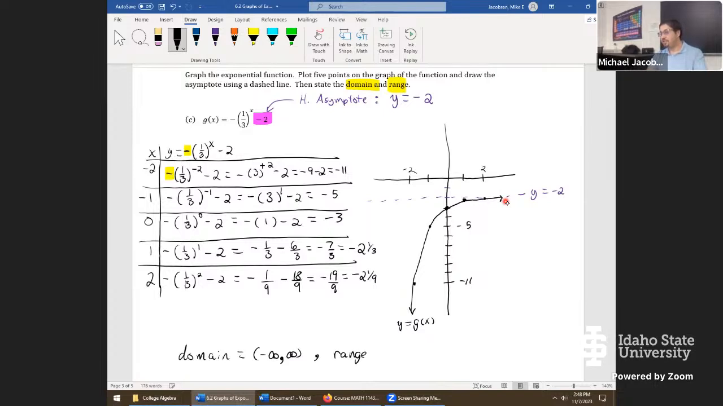The range, though, does change on this one, like we mentioned. Any volunteers for saying what the range must be on this problem?